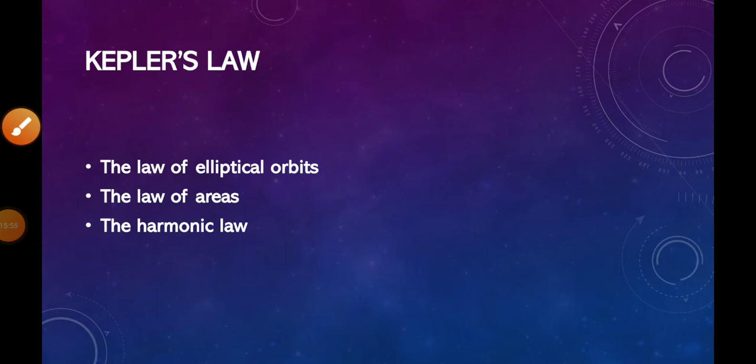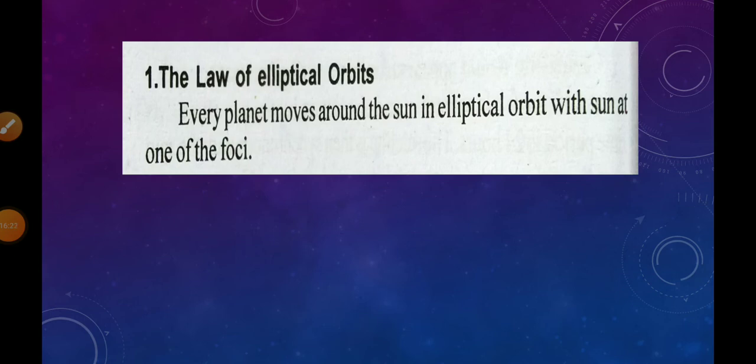Now we are going to discuss the next topic, Kepler's laws. There are three laws of Kepler: the law of elliptical orbits, the law of areas, and finally the harmonic law. Let's first discuss the law of elliptical orbits. The first law states that every planet moves around the sun in an elliptical orbit with the sun at one of its foci. This is the law of elliptical orbits.